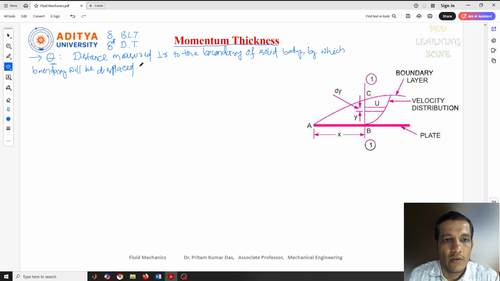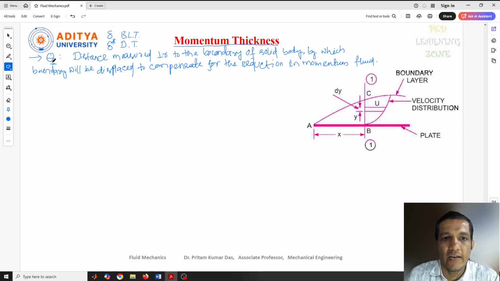The boundary will be displaced to compensate for the reduction in momentum of the fluid. This is the definition of the momentum thickness.